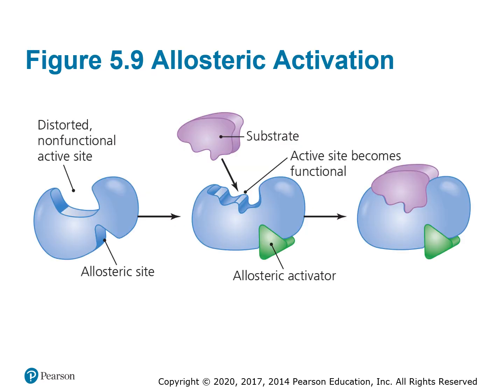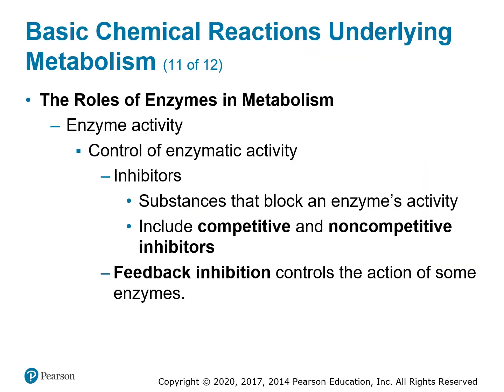So here we have an example of an allosteric activator. This enzyme right here is non-functional. It does not have the correct shape to bind to its substrate. However, in the presence of the allosteric activator, the conformation of the protein changes, allowing it to bind to a substrate, form the enzyme-substrate complex, and then have the capacity to do work on that substrate.